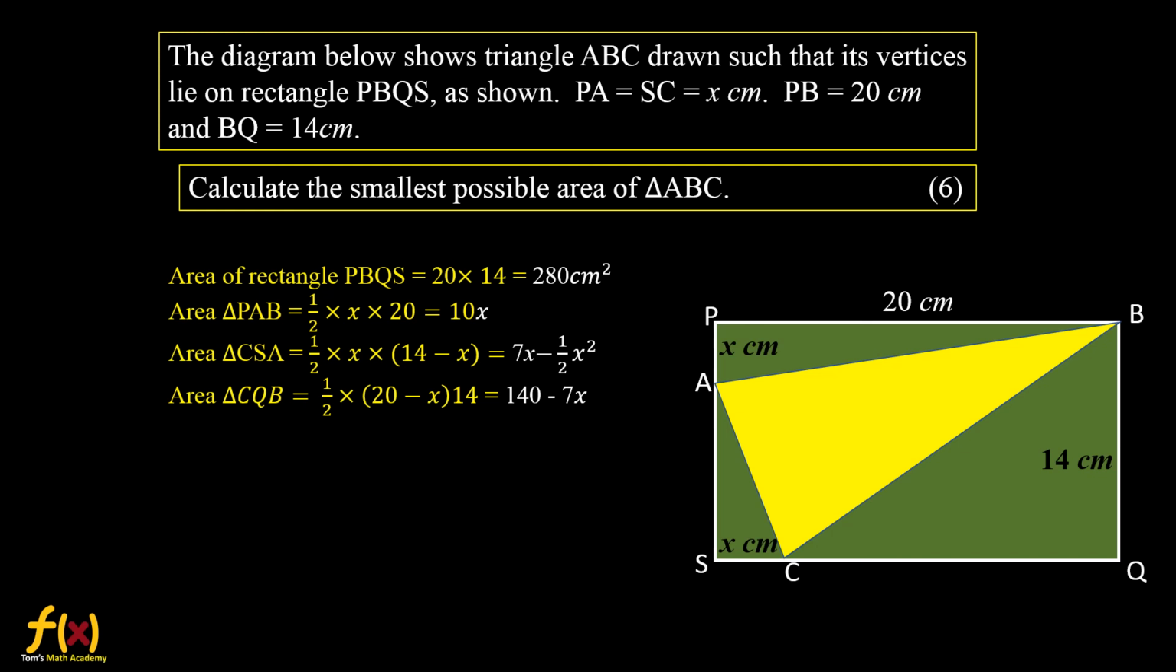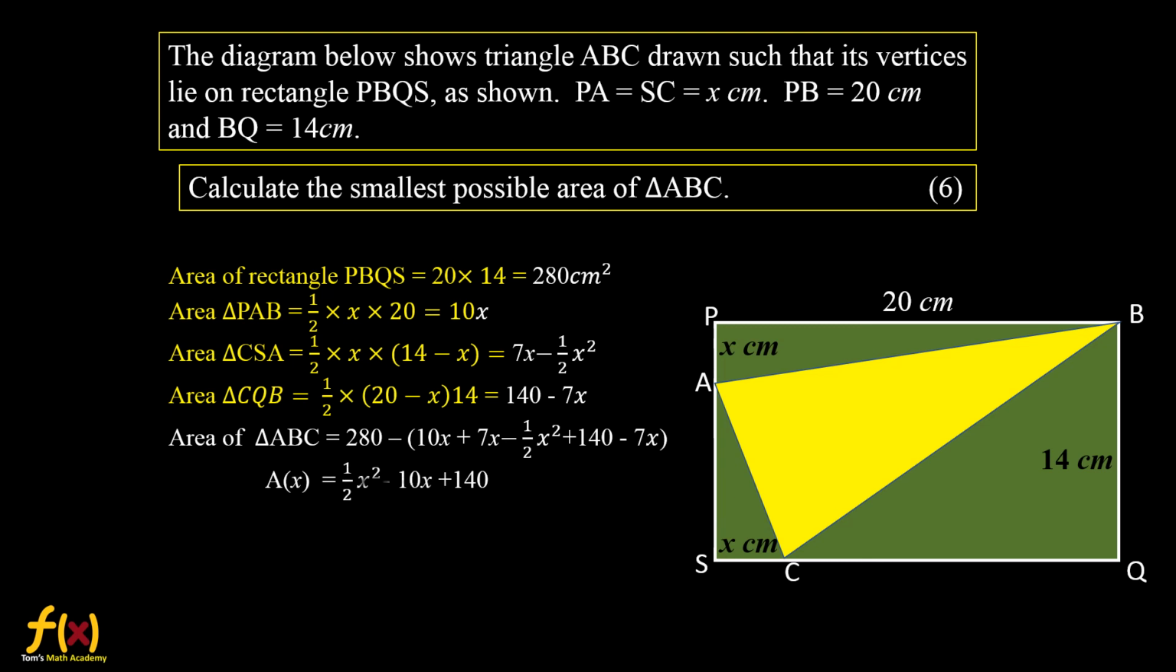Now all these steps, a question of 6 marks, so we are going to now subtract the areas of the three triangles from the area of the rectangle. We write all the terms very carefully, simplify very carefully, then we get an equation. That is our job, the first job. We don't have the area equation. So we get A of x equal to half x square minus 10x plus 140, a quadratic equation.